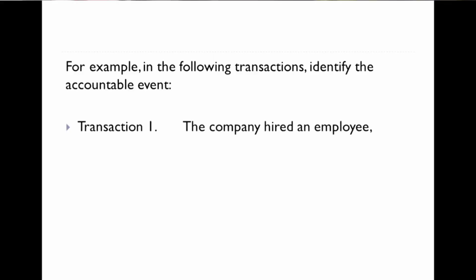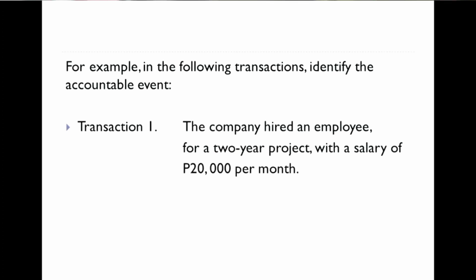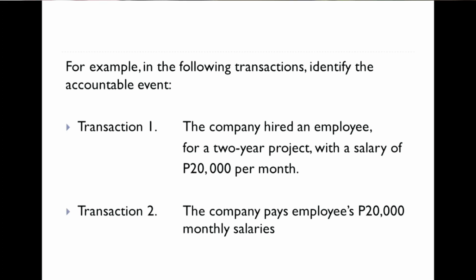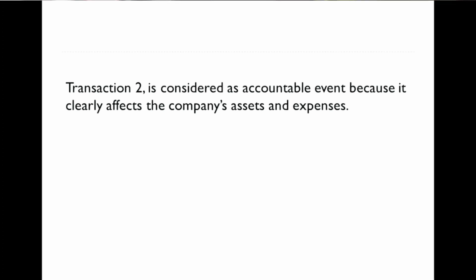Transaction number 1, the company hired an employee for a 2-year project with a salary of 20,000 per month. And transaction number 2, the company pays employees 20,000 monthly salaries. Obviously, yung transaction number 2 is considered as accountable event because it clearly affects the company's assets and expenses. Although yung transaction number 1 is also a business transaction, nagkaroon lang ng agreement ang company at ang employee na magtatrabaho. Wala pang affected assets at expenses or any elements sa ating financial statements. Kaya, hindi pa pwedeng i-record sa ating books of accounts yung transaction number 1.